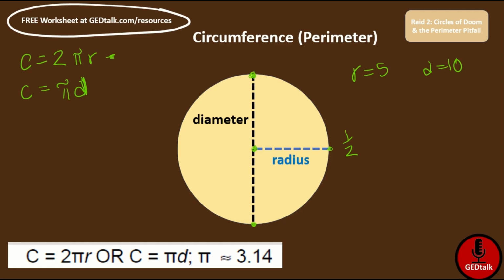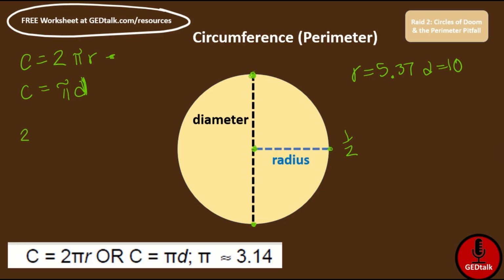If they only give you the radius, and maybe they give it to you as a decimal, like 5.37, and you don't want to multiply that by 2 in your head to get a diameter, maybe you've forgotten that you have your calculator for some reason, either one of these formulas will give you the circumference of that circle.